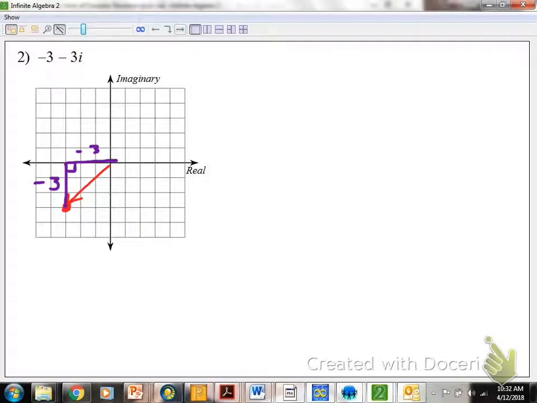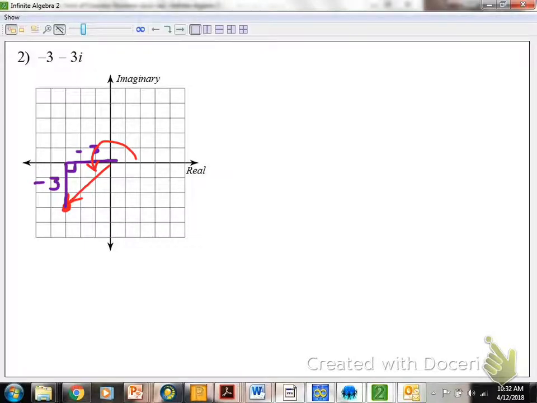If the legs are congruent, it's a 45, 45, 90 triangle, right? So this is in standard position. What's that angle? 225 degrees. All right? Now, let's just suppose for a moment that you didn't recognize that. Then we'd have to go through the steps of the process.